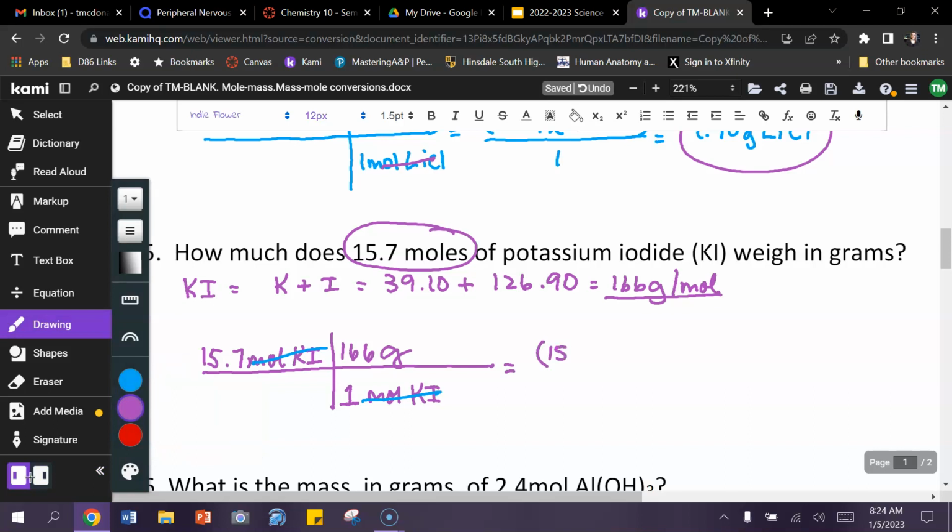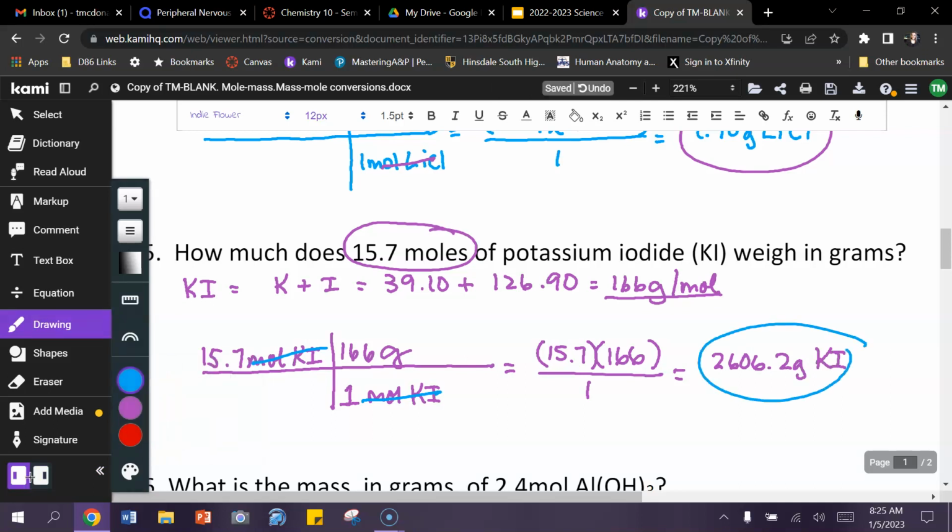So we get 15.7 times 166, and then you divide by the number that's at the bottom, so we're dividing by 1, which, again, doesn't really matter that much. But when you do this math, you get 2,606.2 grams of KI, and then of course circle your answer.